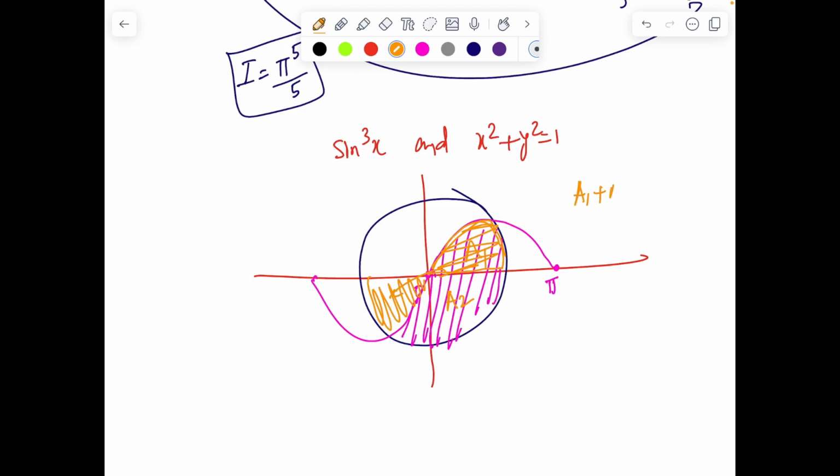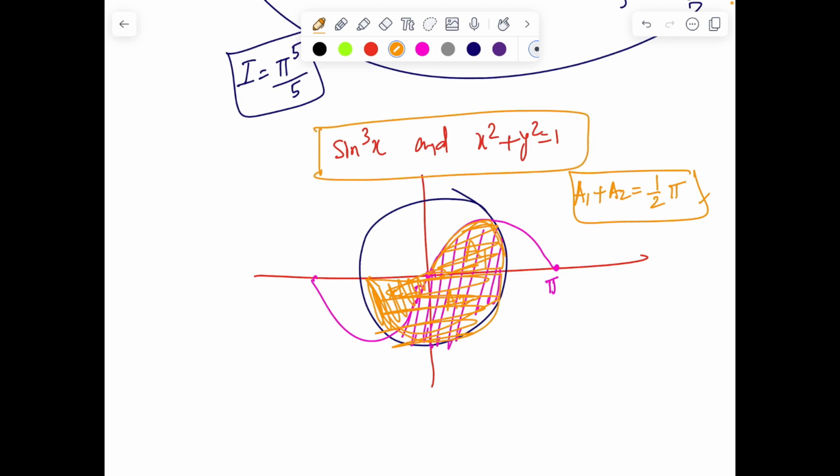Hence, if I call this a1 plus a2, we need the a1 plus a2 value, and since a1 plus a2 is exactly a semicircle, the answer will be half times pi. So without any calculation you can do problems like this. In fact, if it is any odd number n, then the answer will always be half pi, right?